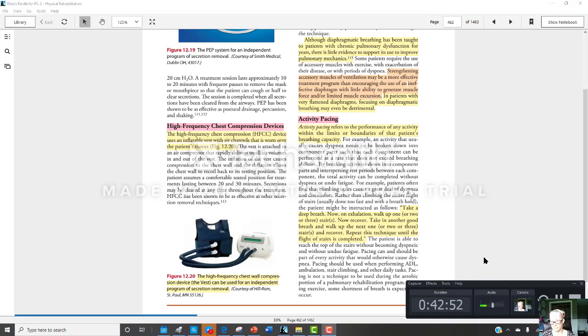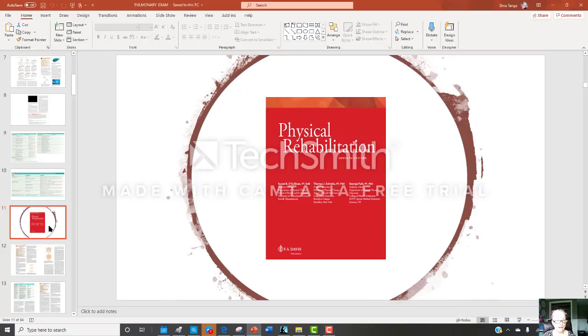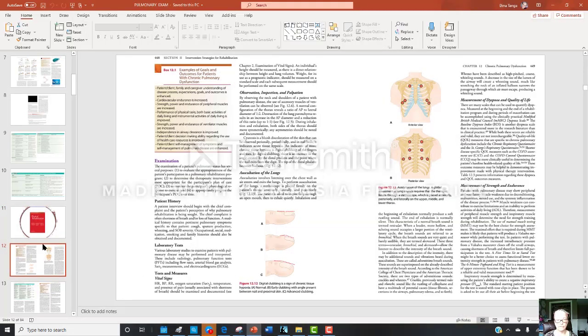O'Sullivan, Susan B. Schmitz, Thomas J. Okay, so that is the conclusion of the reading.